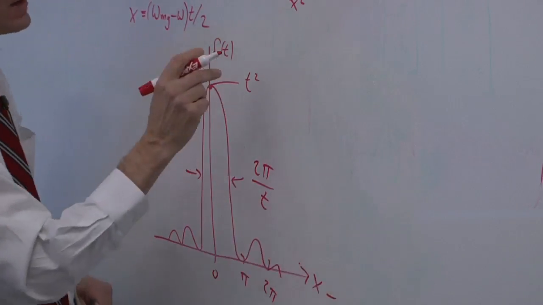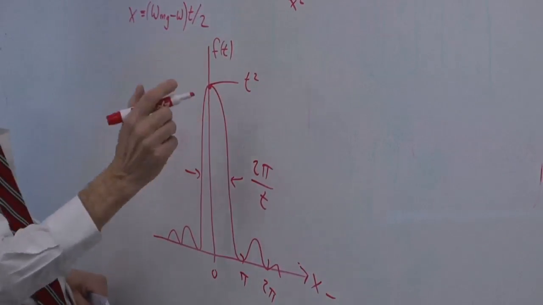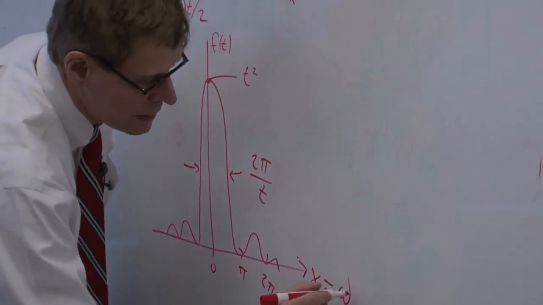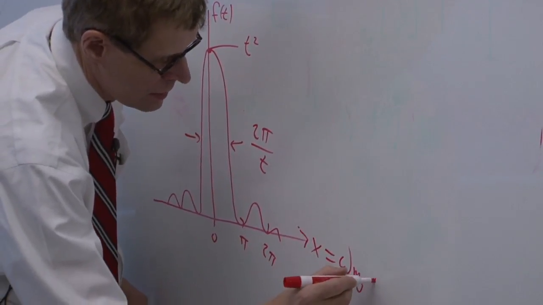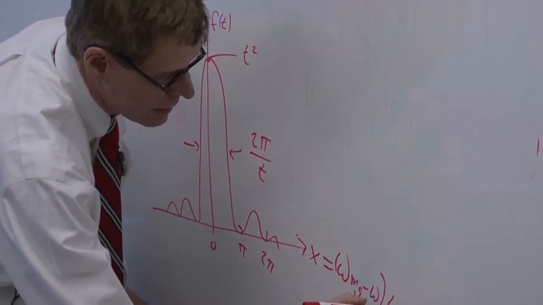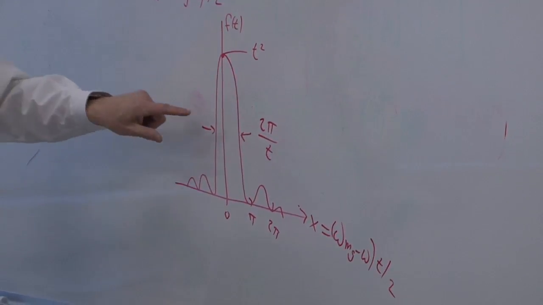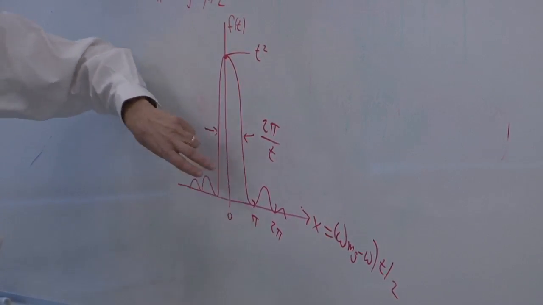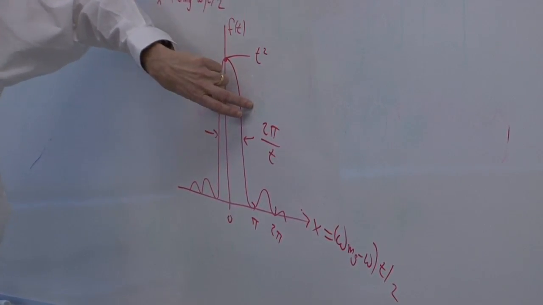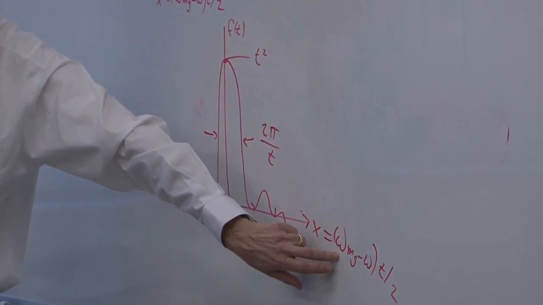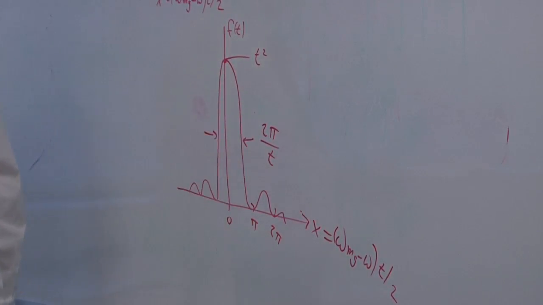2 pi over t, because x we said is (omega_mg minus omega) times t over 2. So in real units, the width of this is like pi, but in terms of frequency units, the width of this is 2 pi over t.